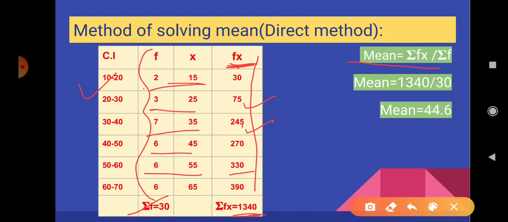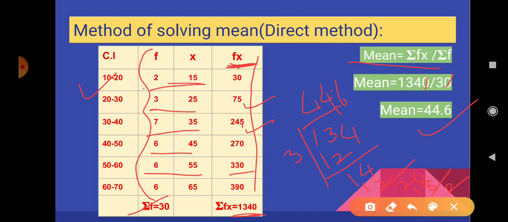Now let us substitute in the formula. Mean is equal to sigma fx divided by sigma f. Sigma fx is 1340, divided by 30. Here the zeros cancel, so 134 divided by 3. 3 4s are 12, remainder 1, then 14, 3 4s are 12, remainder 2, then 20, 3 6s are 18, remainder 2. In the same way, the mean is 44.6.